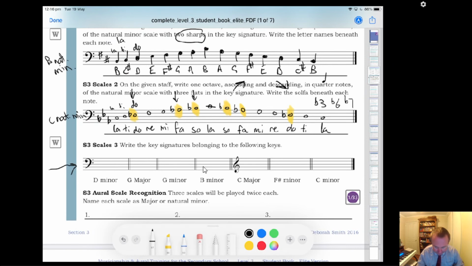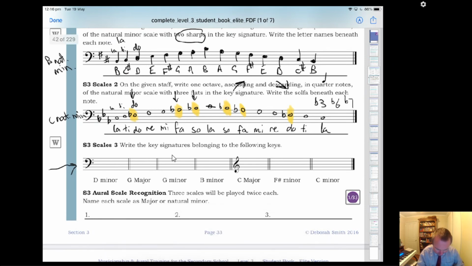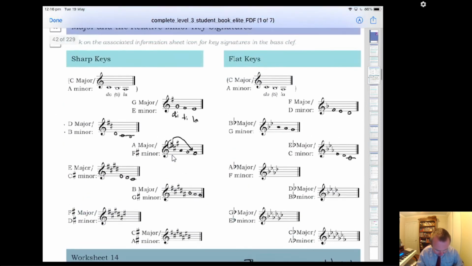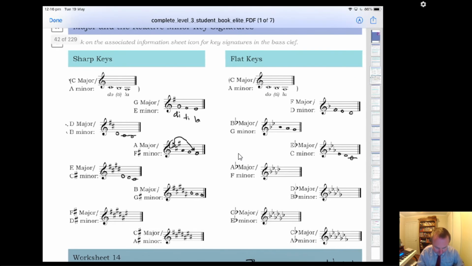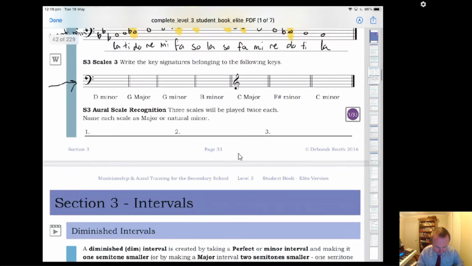Write the key signatures belonging to the following keys. Oops. And you can see that they were just up here. There's C and A minor's key signature, there's D and B minor's, and there's all of them, so you can work it out there. What we will do though is we will have a go at this final question.